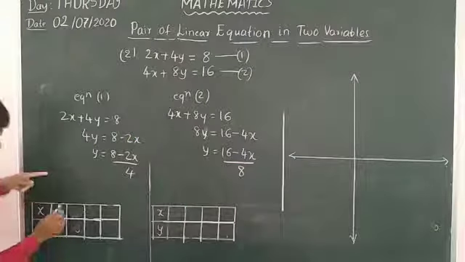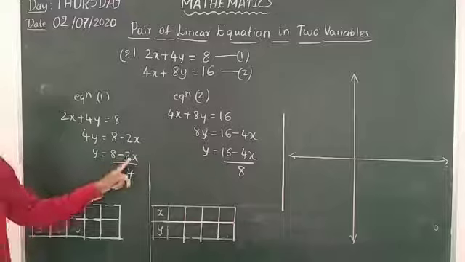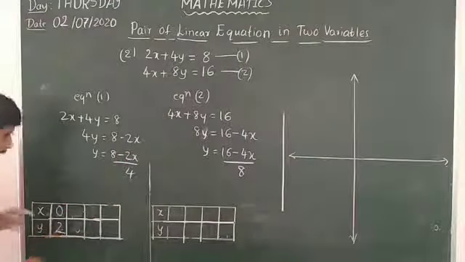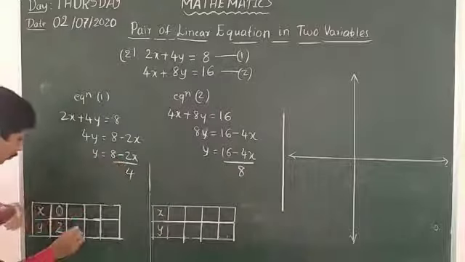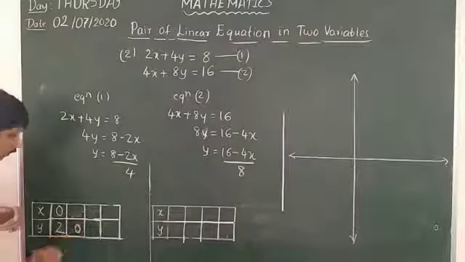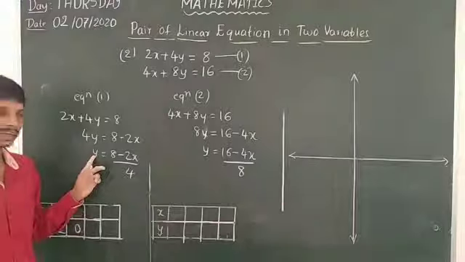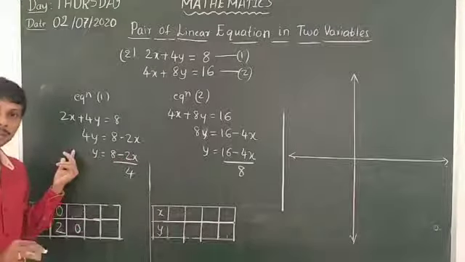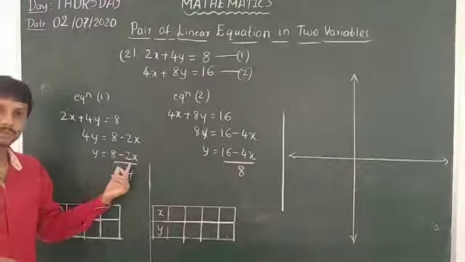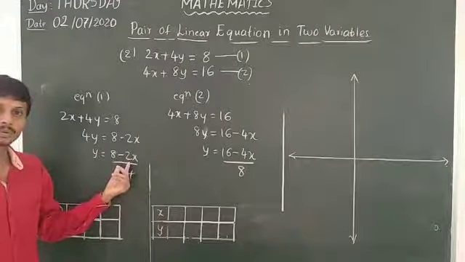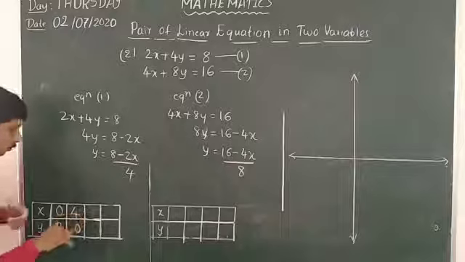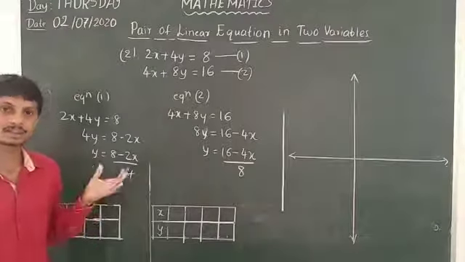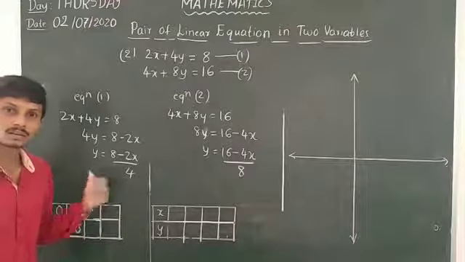Just consider the value of x is equal to 0. What do we get? This term is 0, and 8 by 4 is equal to 2. Then we put the value of y is equal to 0. What do we get? The 4y vanishes. Then 2x is equal to 8, which means x is equal to 4. You can do this in your rough work; I will just consider it orally.